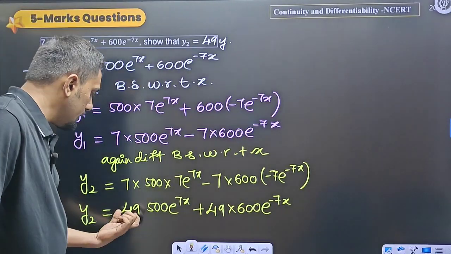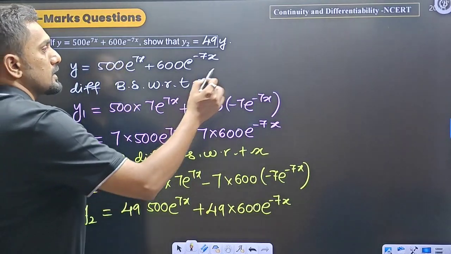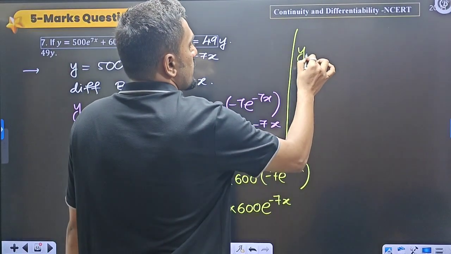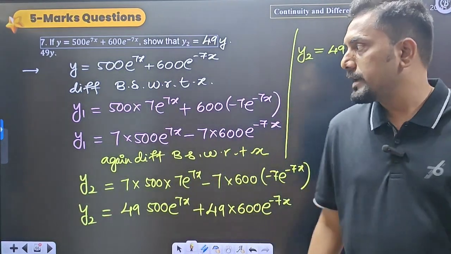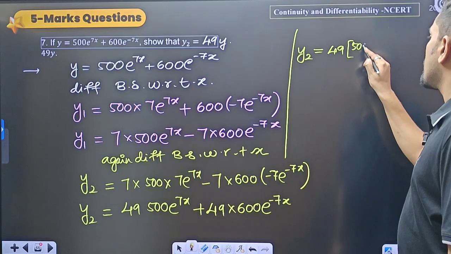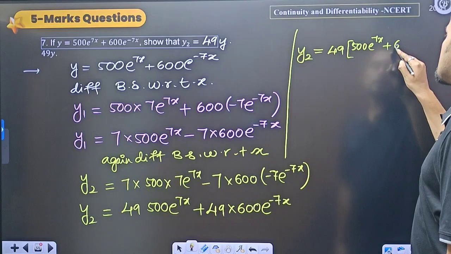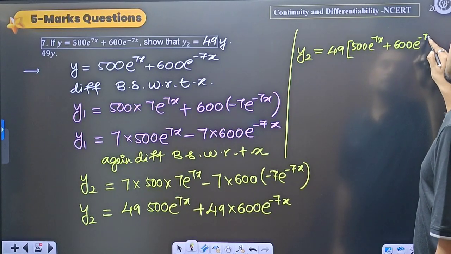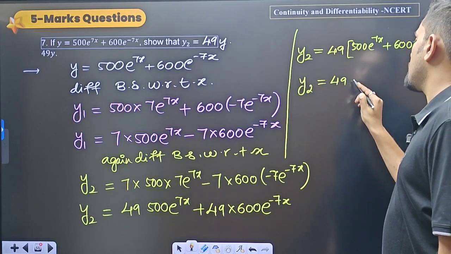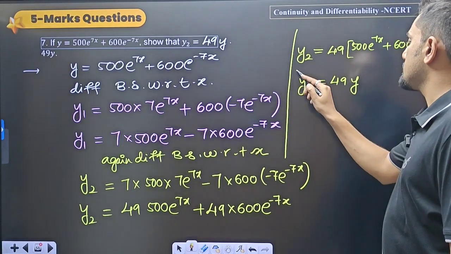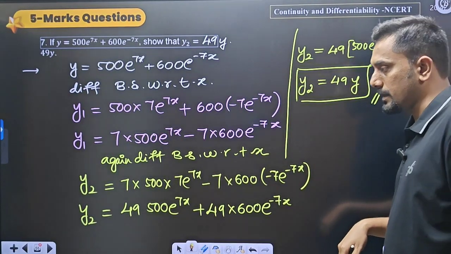Look here, 49 is here and then here also, 49 is on both sides, so let's take it common. What happens then? So y2 is equal to 49 multiplied by 500 e raised to 7x plus 600 e raised to minus 7x. y2 is equal to 49 multiplied by y, and this is the required proof. If you write this much, then you will get 5 out of 5 marks.